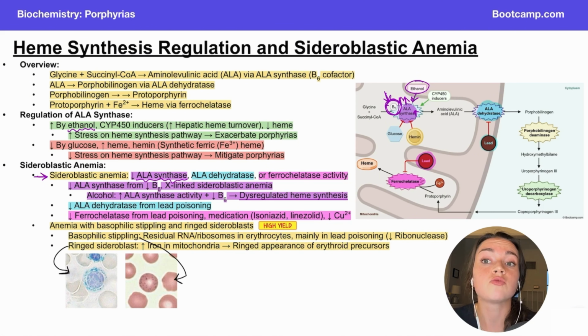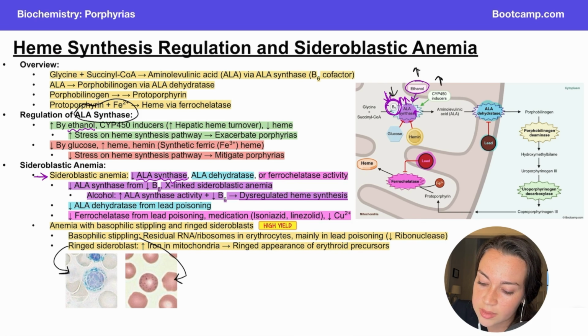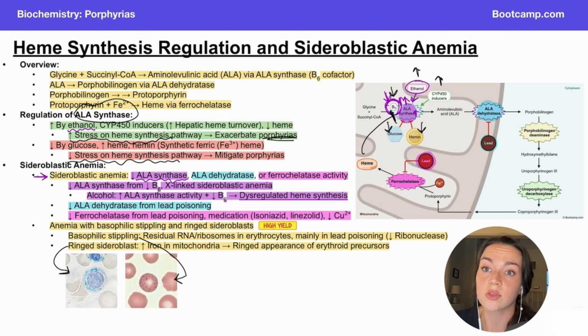We've been talking a lot about the regulation of heme synthesis as well as sideroblastic anemia. We said that the rate-limiting step of heme synthesis was mediated by ALA synthase. We said that ALA synthase activity is increased by ethanol and cytochrome P450 inducers and decreased by vitamin B6 deficiency, as well as glucose and heme, which would also downregulate this. Anything that increases ALA synthase activity is going to make porphyrias worse, and anything that decreases the stress on this pathway by decreasing that ALA synthase activity will help to mitigate and even treat porphyrias.